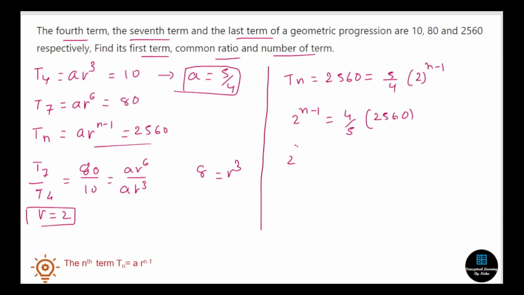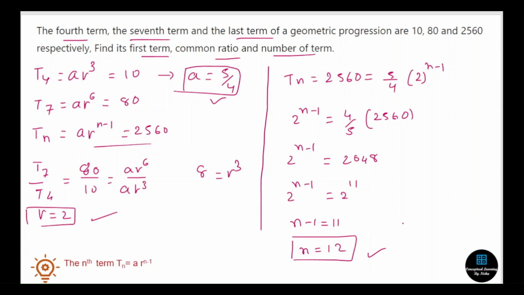And when I simplify, if we divide by 5 and then multiply it by 4, this gives me 2048, and that is nothing but 2 to the power n minus 1, 2 to the power 11. So when the bases are the same, the exponents are also the same. So I can say n minus 1 equals 11, so n equals 12. So there are 12 terms here in the GP. So we found all three values: r equals 5 over 4, n equals 12.